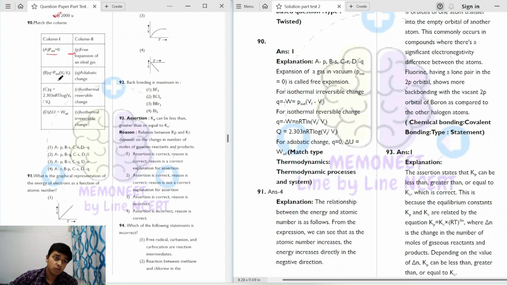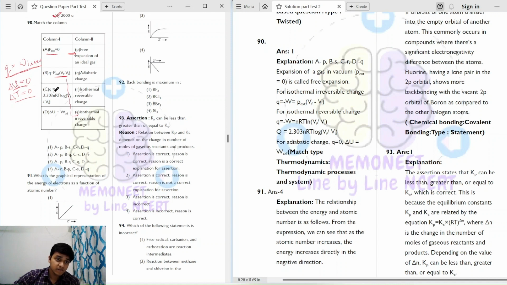Next we have Q is equal to P external multiplied by Vf minus Vi. We know that P external multiplied by Vf minus Vi is the formula for work done in an irreversible process. Since the work done is equal to the heat transfer, the change in internal energy is 0. Since the change in internal energy is 0, the change in temperature will be 0, which means we have an isothermal process. So B will be an isothermal irreversible process, so B will be matched to S.